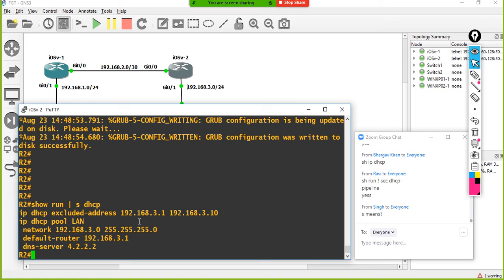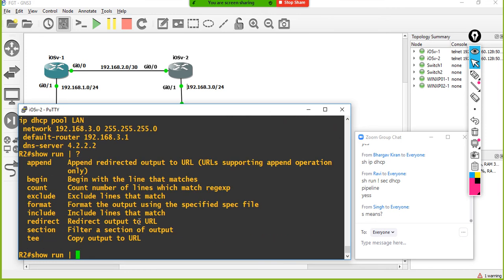Very good. See there. Madam Singh, show run. Give the pipe symbol. Give question mark here. Did you see there, ma'am? There is a section over there. That is the meaning, because I want to see the section which is related to the DHCP. And there will be a begin. There will be an exclude.